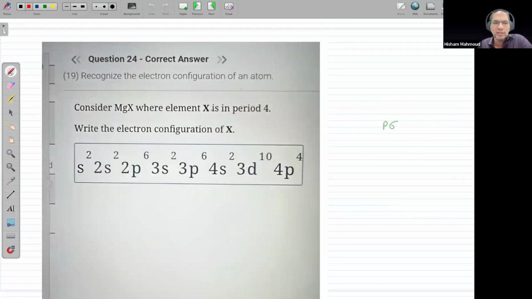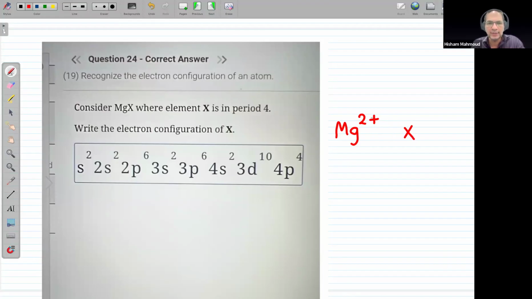Question number 24. Consider MgX where element X is in period 4. What is the electronic configuration of X? Kind of difficult question. No, it's not difficult. Mister, you said it's MgX, right? Let's investigate. MgX means it is magnesium, and I know magnesium is 2+, and X is in period 4.